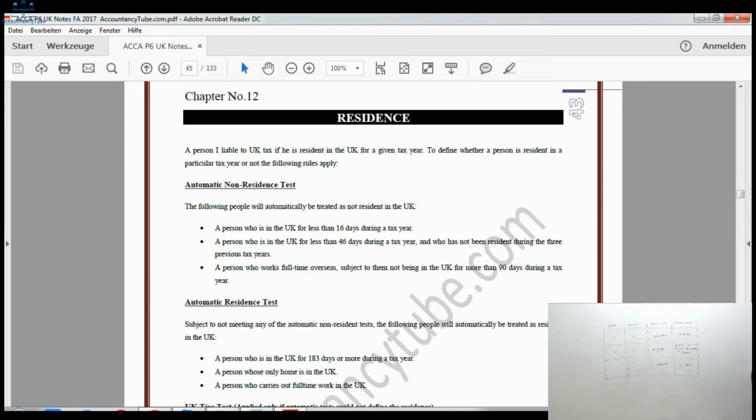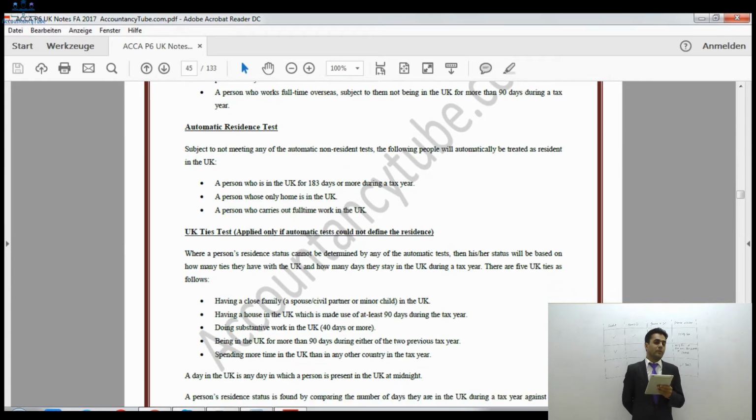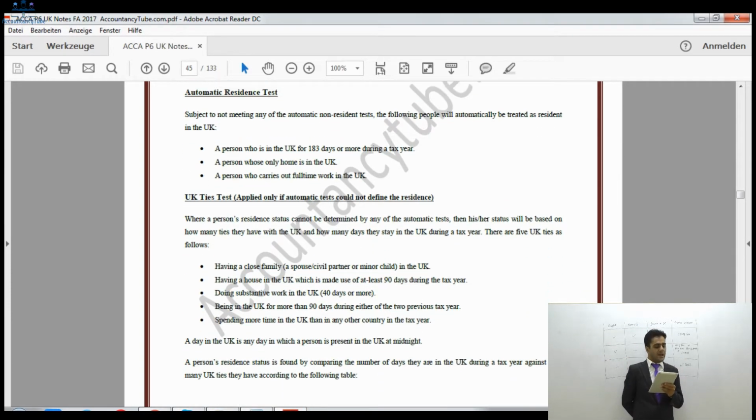A person who is in the UK for 183 days or more during a tax year. So it's a substantial amount of time, almost 6 months. So if you have spent 183 days during a tax year in the UK, you will automatically be considered UK resident and you will be paying UK tax.